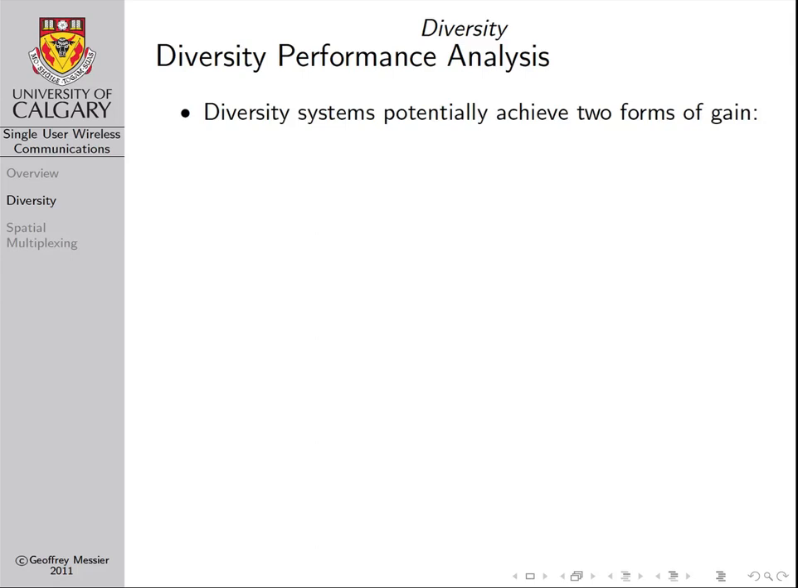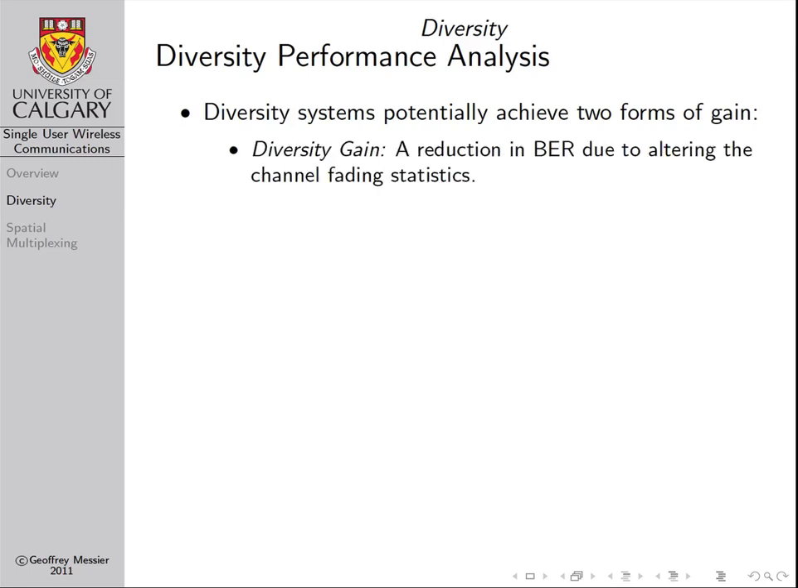So when looking at the gain or the benefit provided by diversity, we find that we get essentially two forms of gain. The first is what's known as diversity gain, which is a reduction in bit error rate due to altering the channel fading statistics. And that's basically what I was trying to illustrate on the last sequence of slides, where we showed how adding more diversity paths changes the PDF of the distribution.